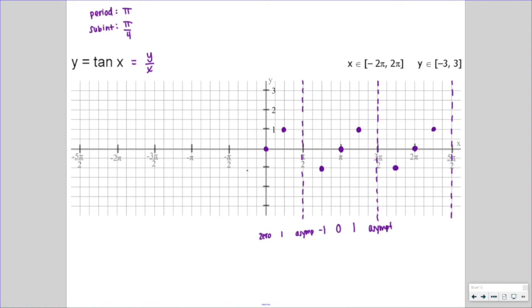All right, so going backwards, at 0, we were at 0, so going backwards, we need to be at negative 1, and then another pi over 4 in that direction is going to give us an asymptote. Right, then we're going to be at 1 again, back to 0, back to negative 1, asymptote, 1, 0, negative 1, asymptote.